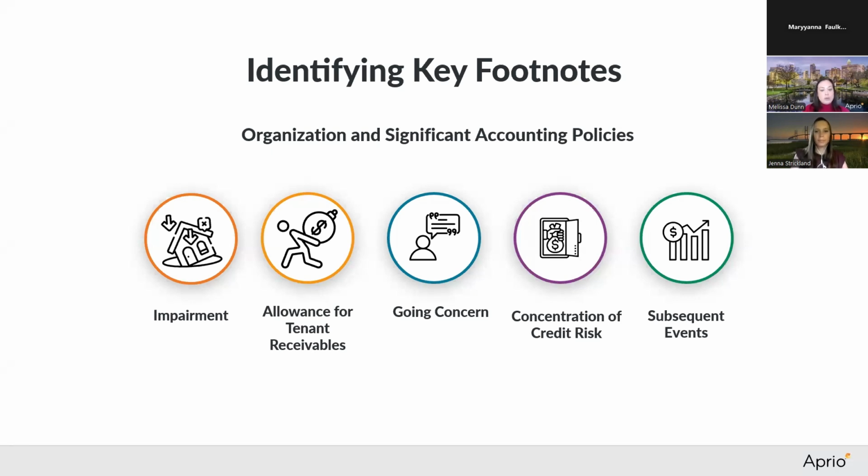But there are a few that I think are important to browse over and make sure that there's not something important there that you need to highlight. So one of those footnotes is impairment. So an impairment would be booked if there's a triggering event. So if something happens at the project that could cause the fair value of the building to be less than the amount that it was purchased for, less the accumulated depreciation, which is your carrying cost.